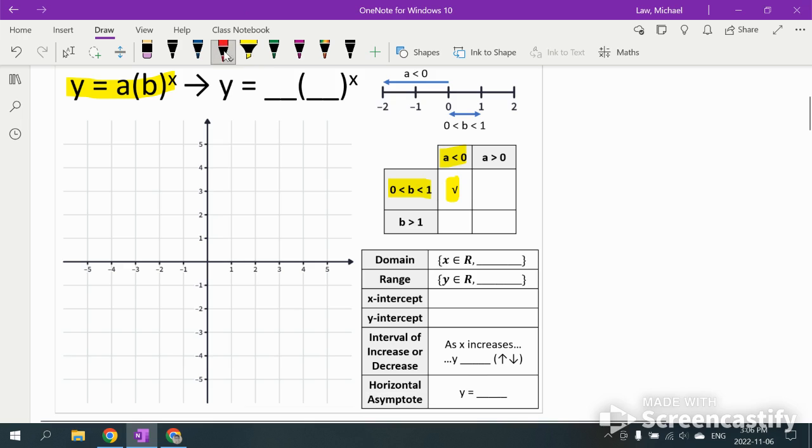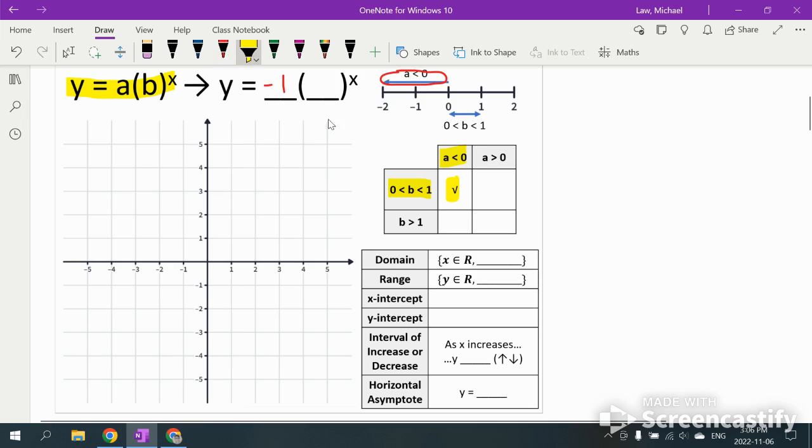If you look at the number line up at the top, a is less than 0 basically means a negative number. So I'm going to put in a negative number. You can put in any negative number that you want. I'm going to choose to use a simple one. I'm going to use -1.